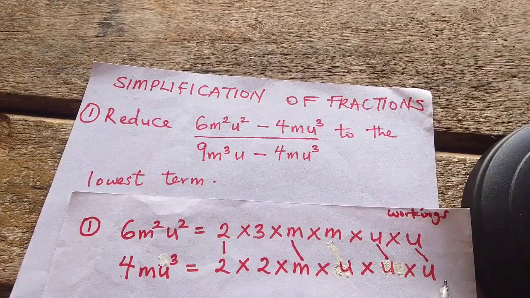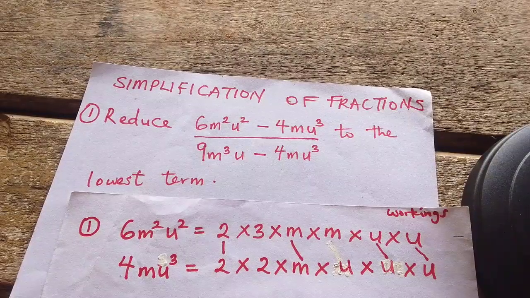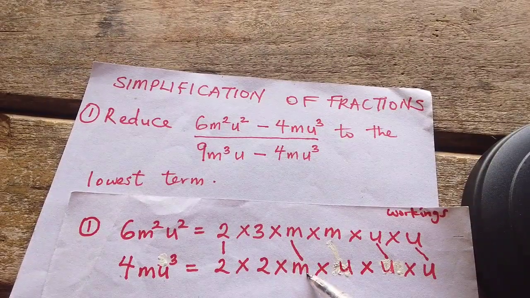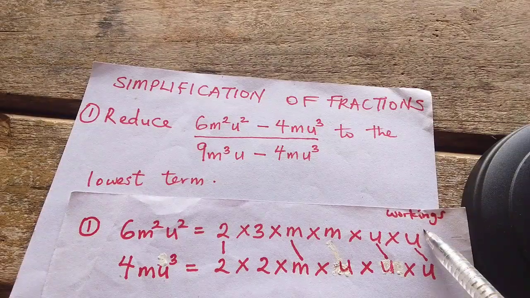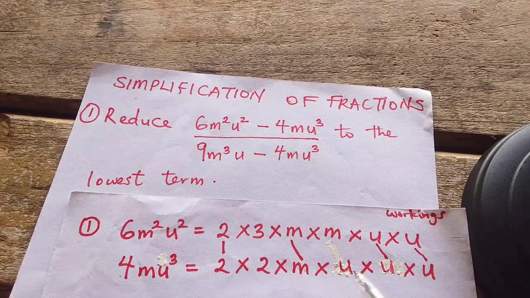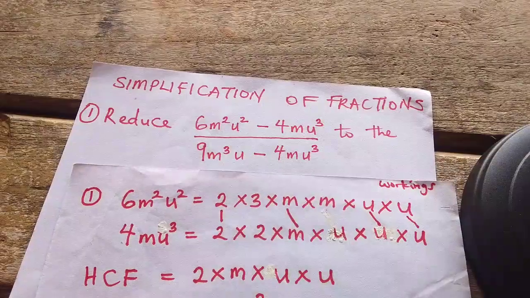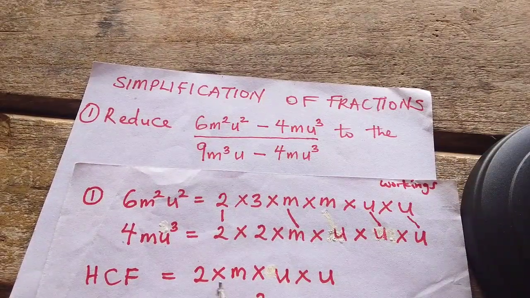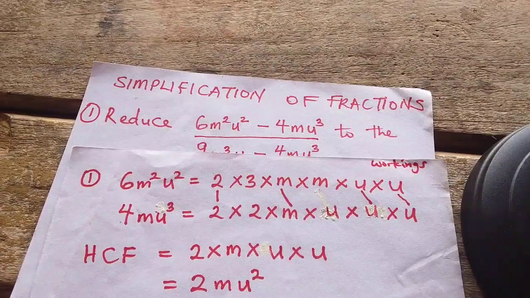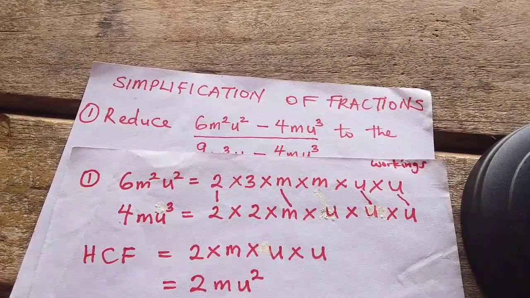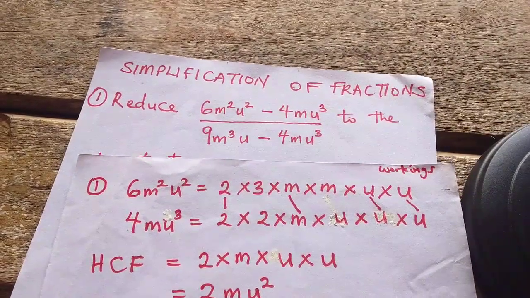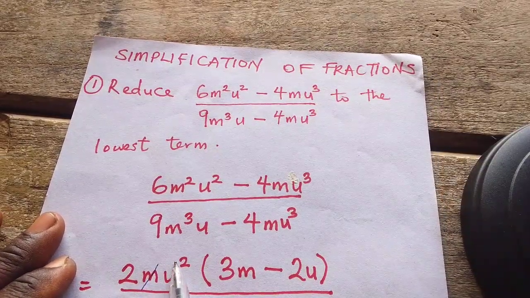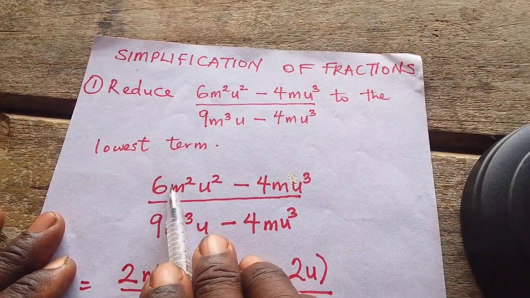So the highest common factor of these two, what is common to them? We have 2 common, m common, and u and u. So that means you have 2, m, u, and u. The highest common factor of these two is 2 times m times u times u, which gives you 2mu². So you now write 2mu² outside, then open the bracket.